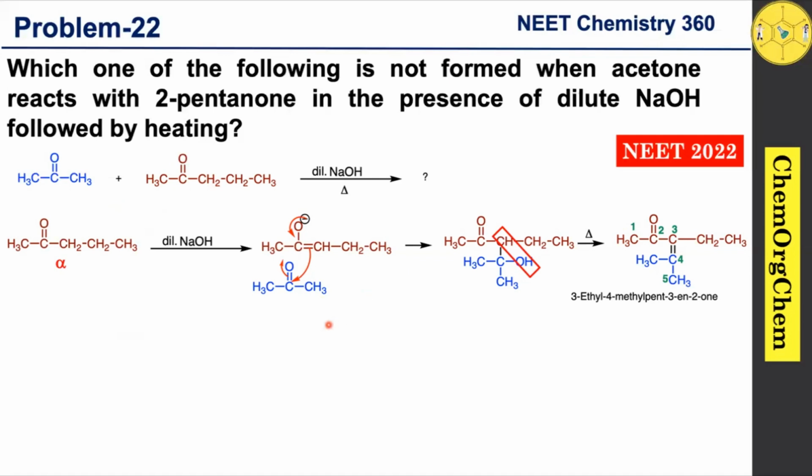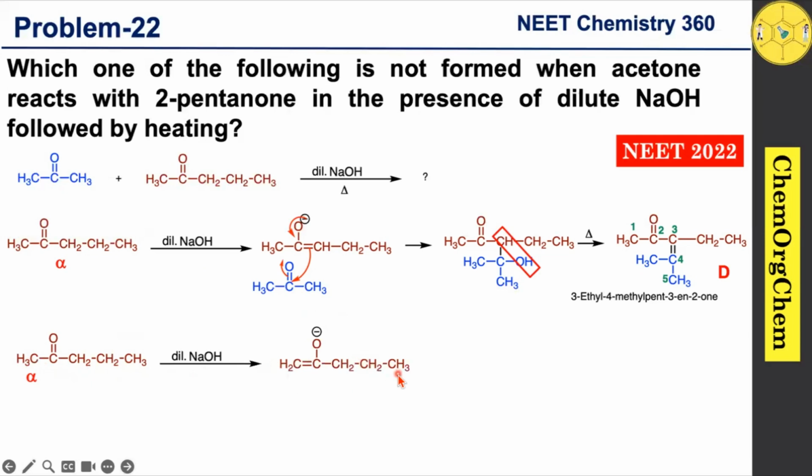Let's see how this happens. So we can name this compound as D. So here you see 2-pentanone. When we use sodium hydroxide, that can take the proton from this alpha carbon, which produces this corresponding intermediate, which then reacts with another equivalent of 2-pentanone.